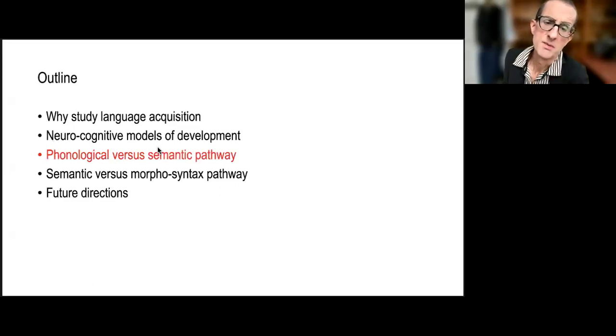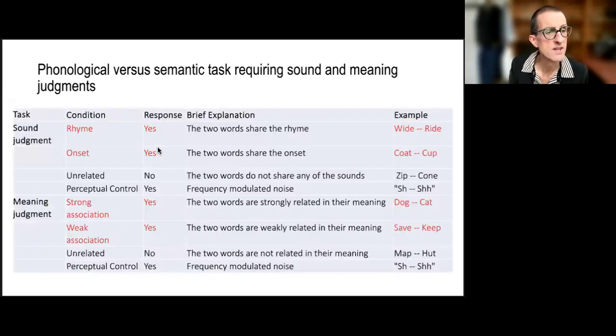First, what we wanted to do is look at phonological versus semantic specialization. And we did so in the context of single word auditory tasks: a sound judgment task and a meaning judgment task. You can see the format here.